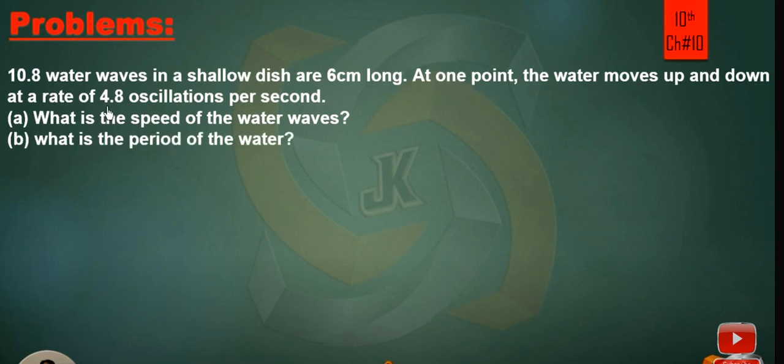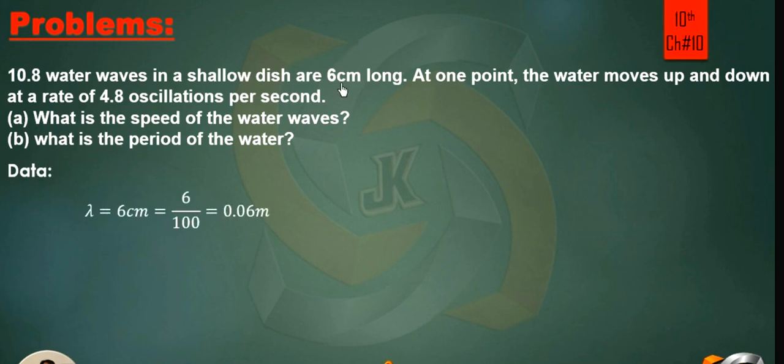What is the speed of the water wave? What is the period of the water wave? So we have to find speed by using v equals f lambda, and then by taking reciprocal of frequency we can find the time period. But foremost responsibility is to write data. First, on writing the data we will see, so wavelength is 6 centimeter, 6 over 100 equals 0.06 meter.